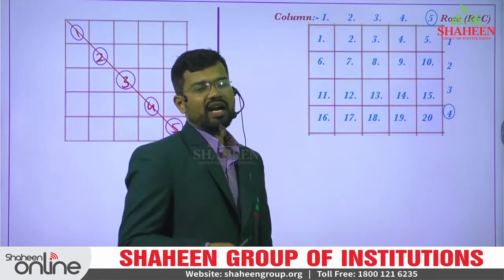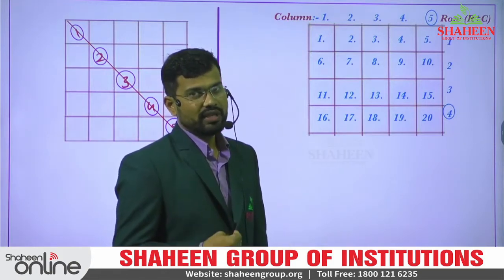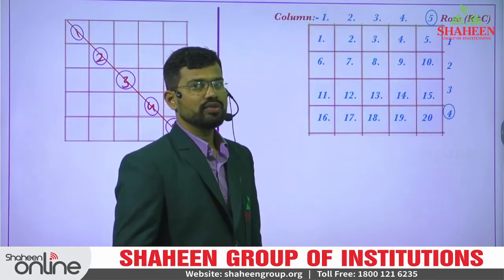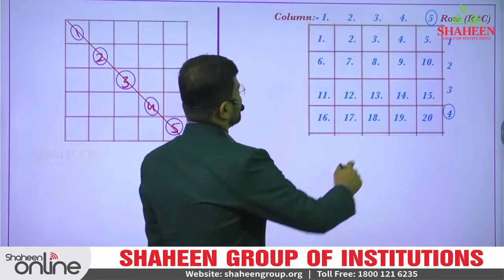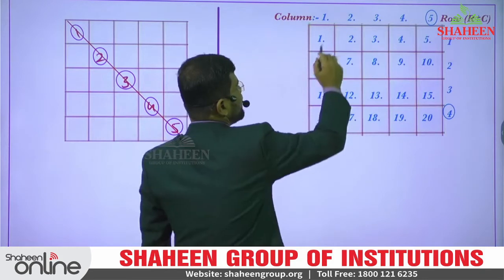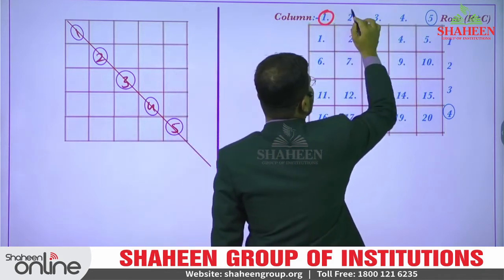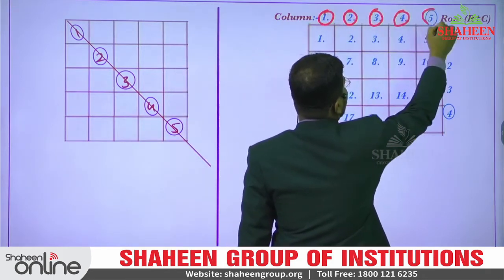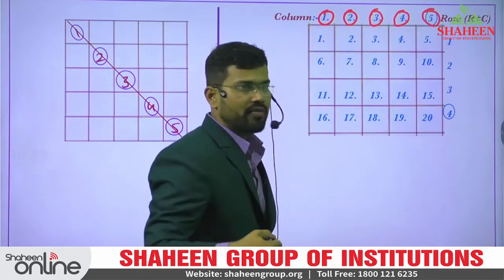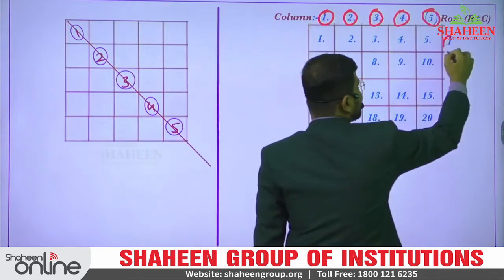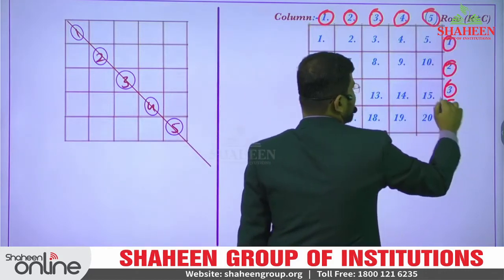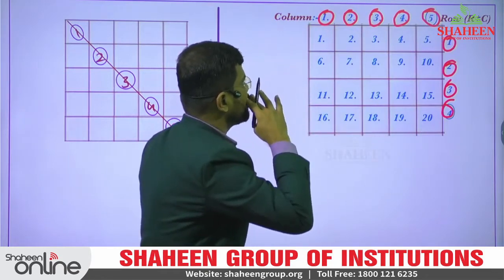Friends, we have seen R equals C, when the row equals the column. What happens when row is not equal to column? Let us see. How many columns are there? 1 2 3 4 and 5. There are 5 columns. And how many rows are there? 1 2 3 and 4. So there are 4 rows and 5 columns.